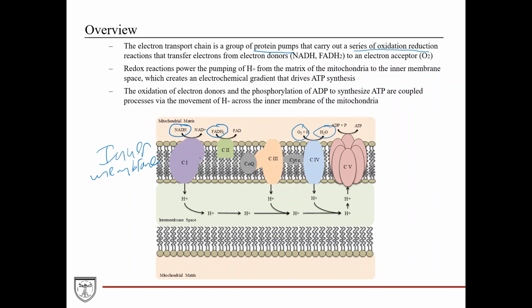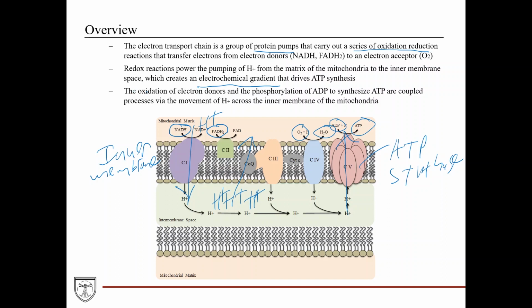Now, these redox reactions power the pumping of hydrogen from the mitochondrial matrix out to the intermembrane space. So you're building up the concentration of hydrogen within the intermembrane space to create a concentration gradient, or electrochemical gradient, where the concentration is much larger in the intermembrane space versus the mitochondrial matrix. And this electrochemical gradient is what drives the ATP synthesis, because you have this buildup and then eventually it comes back down through this protein called ATP synthase, and that powers the phosphorylation of ADP plus phosphate to ATP.